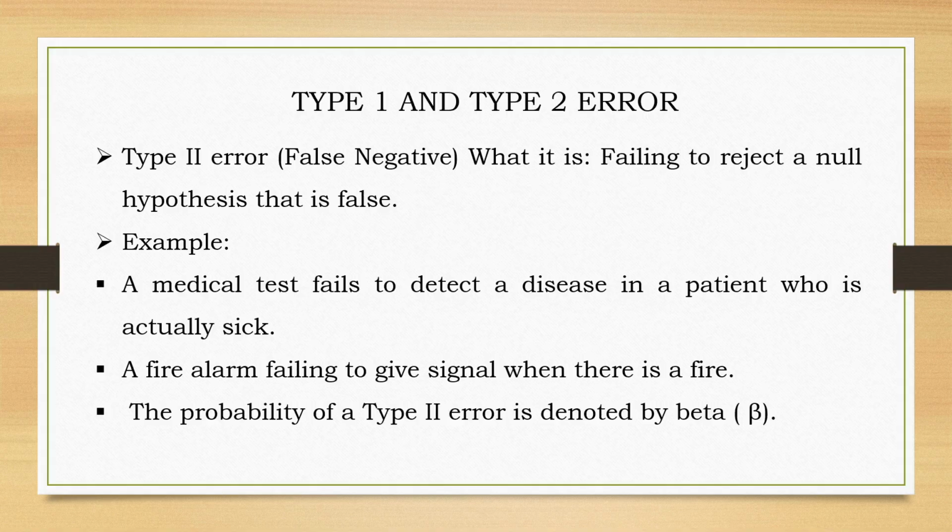Type 2 error, false negative, is failing to reject a null hypothesis that is false. For example, a medical test fails to detect a disease in a patient who is actually sick, or a fire alarm fails to make a signal when there is a fire. The probability of type 2 error is denoted by beta, the Greek letter beta.